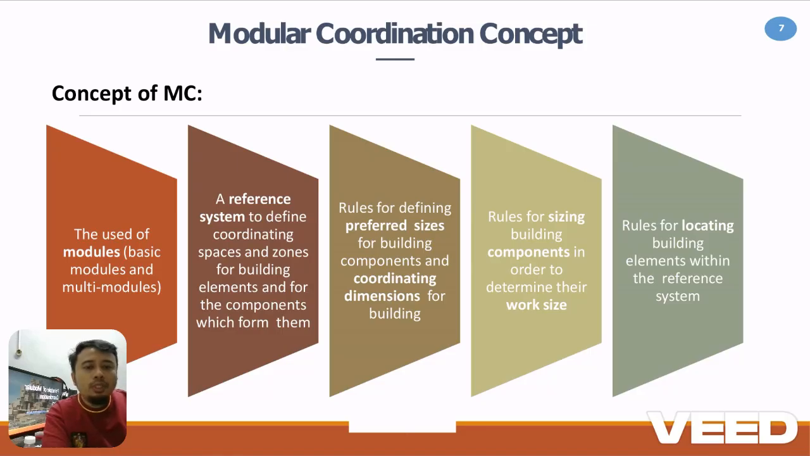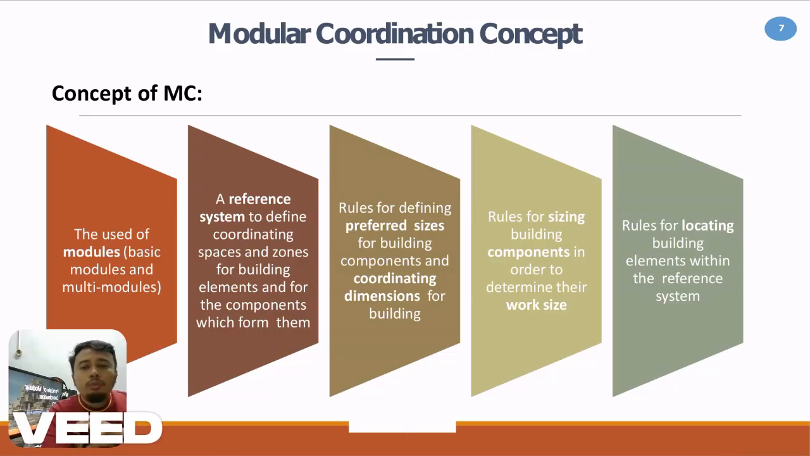So, the last one is rules for locating building elements. How do you locate your building elements within the reference system? These are all the rules provided by the modular coordination. These rules create consistency, reduce errors, and make the entire process more predictable.